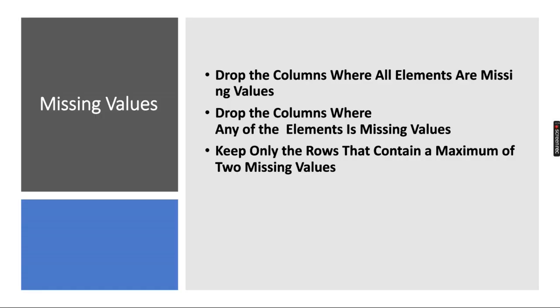Now, missing values. If our values are missing, what are the different things we can do? First, we can drop the column where all elements are missing, or we can drop the column where any element is missing, meaning at least one or two elements are missing. We can drop that particular column and keep only those rows that contain a maximum of two missing values. If 3 to 4 missing values are there, then we have to drop those rows. It can be decided from one data set to another whether we go with 2 or 3 missing values.